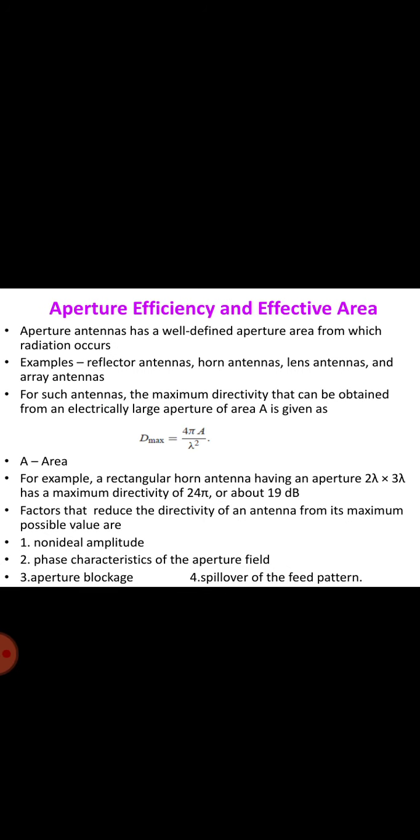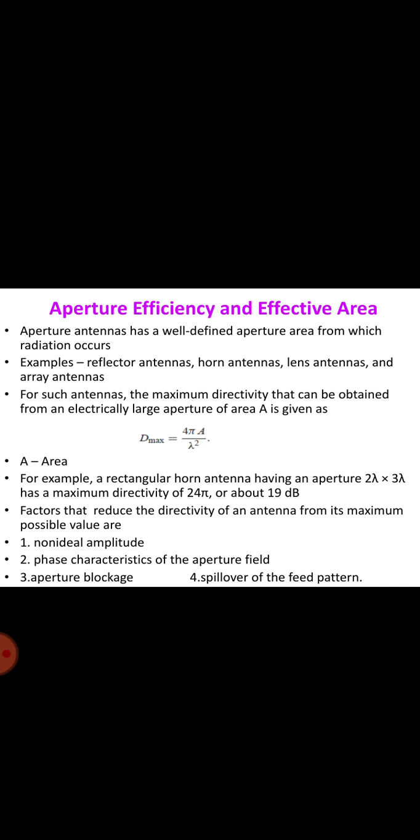And next we will see about the aperture efficiency and effective area. Many types of antennas can be classified as aperture antennas, meaning that the antenna has a well-defined aperture area from which radiation occurs. Examples include reflector antennas, horn antennas, lens antennas, and array antennas. For such antennas, it can be shown that the maximum directivity that can be obtained from an electrically large aperture area A is given by Dmax is equal to 4 pi A by lambda squared, where A is the aperture area.